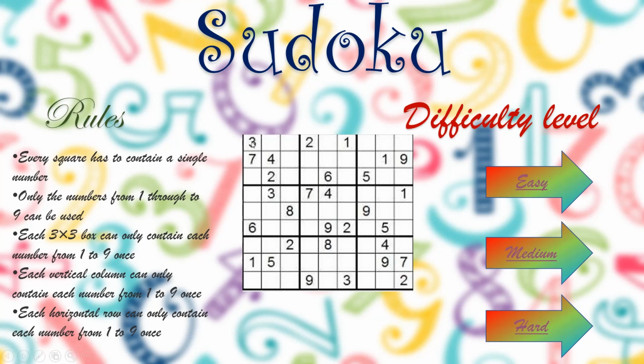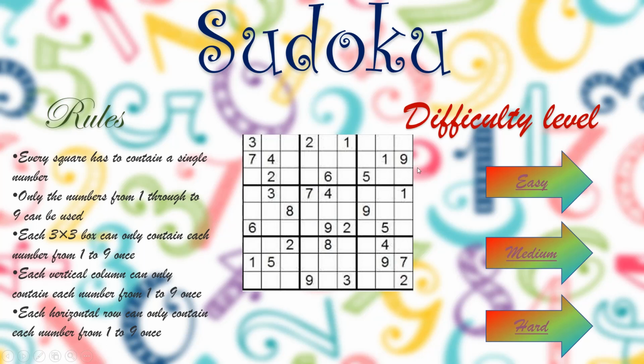Each square has to contain a single number only, and numbers from 1 to 9 can only be used in 3 by 3 blocks. Only numbers 1 to 9 should come without any repetition. Even in vertical and horizontal columns, only numbers from 1 to 9 should come without any repetition.